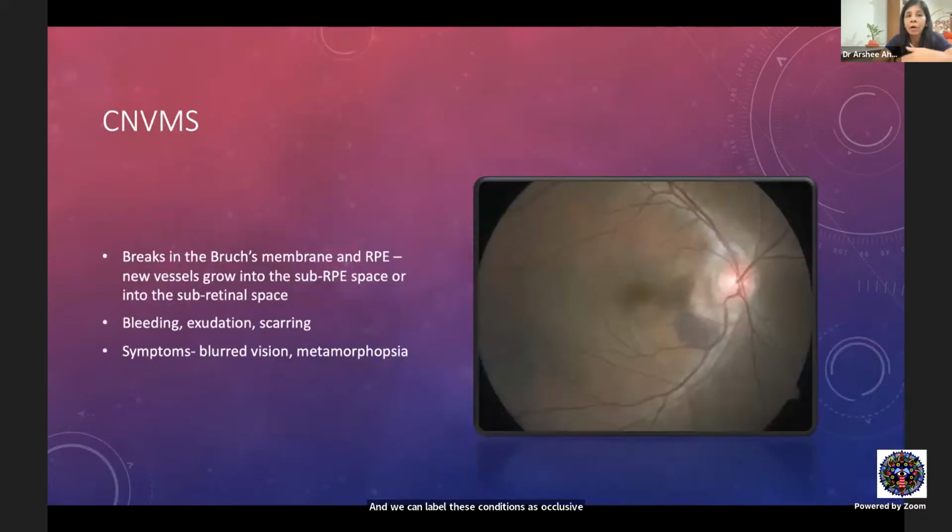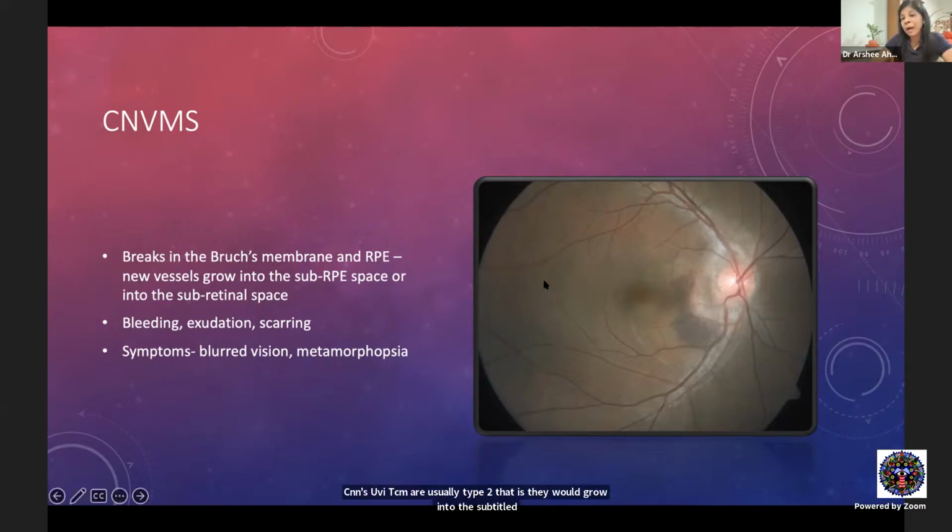Now, similar to retinal neovascularization, the choroid can also start reacting to the chronic inflammation. So what would happen is, whenever there is a break in the Bruch's membrane and the RPE, the new vessels, similar to the mechanism we saw earlier, start growing. They may grow into the sub-RPE space or into the subretinal space, and that is how it is classified as either type 1 or type 2 CNVMs. Uveitic CNVMs are usually type 2, that is, they would grow into the subretinal space.